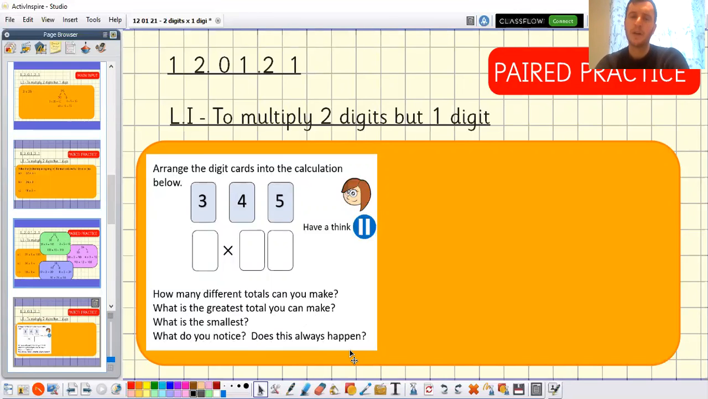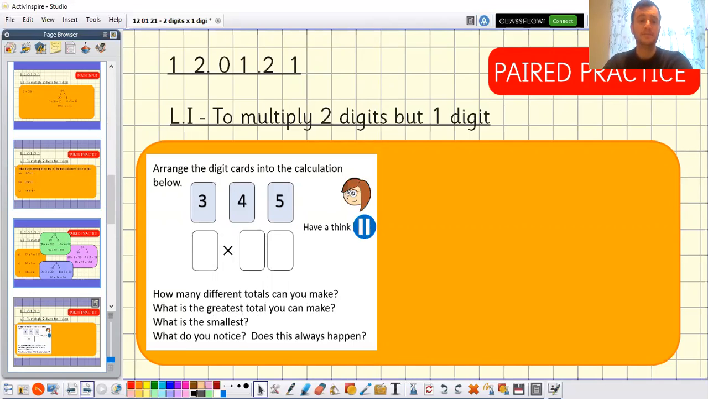Now, I'm going to give you some time to think about that. But just remember, you can move those digits wherever you want to, but you can only use each digit card once. I cannot reuse the 5 twice, for example. If you want to have a go at trying to find some different totals you can make, pause the video now. If you want to find the greatest and the smallest as well, again, pause the video and have a go, and I'm going to show you some of that in a moment.